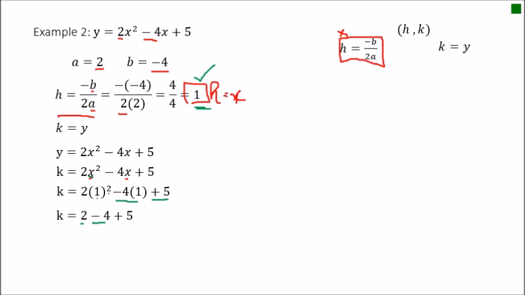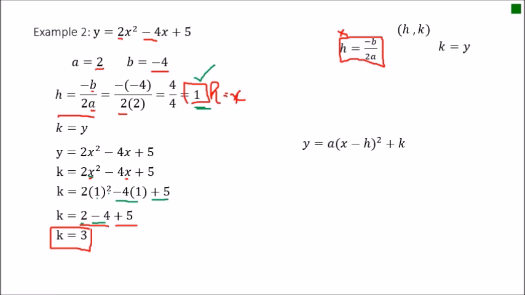Then we solve. 2 minus 4 is negative 2. Negative 2 plus 5 is positive 3. Okay? So, you have your h, and your k now is 3. The values we got, you substitute, you replace them in our vertex form. So, our vertex form is this.